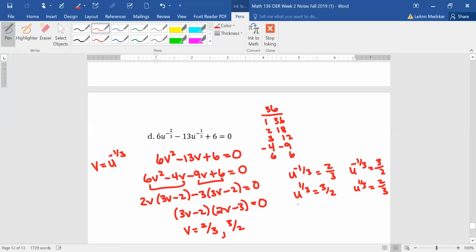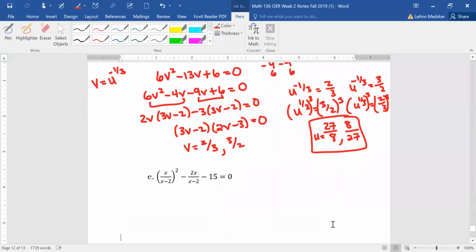Now I need to take this and raise this side to the 3rd power and do the same thing here. So this one is 27/8, and the other answer is 8/27, because you're cubing both of them. So that is what my u equals.